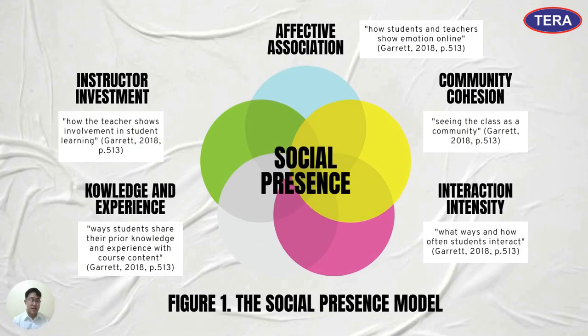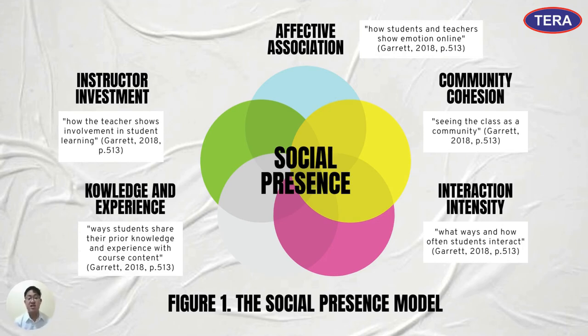Now, the social presence model identifies 5 key factors that help maximize online learning experiences and engagement. We have the affective association, community cohesion, interaction intensity, knowledge and experience, and instructor investment. Each plays a key role in creating a social presence among students.